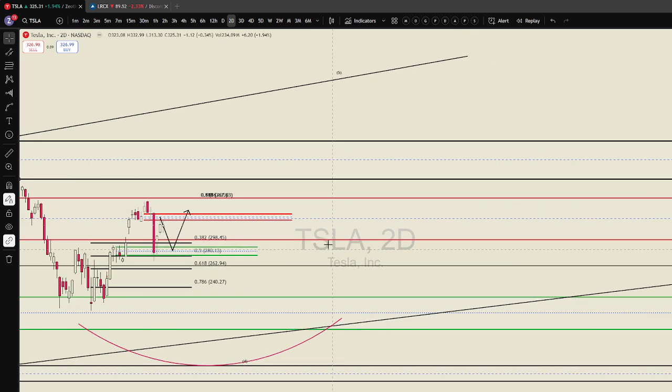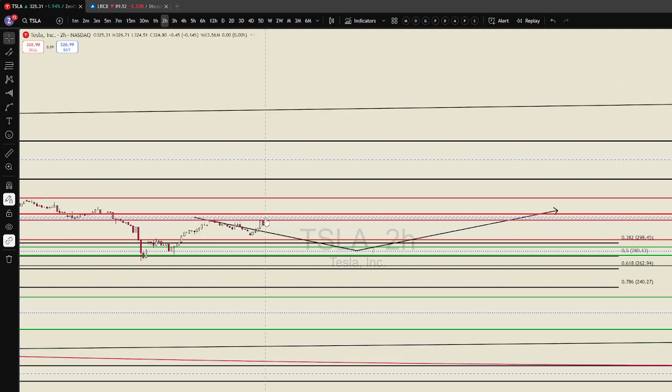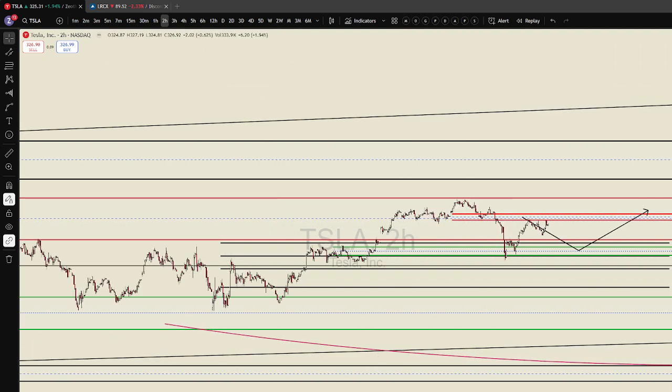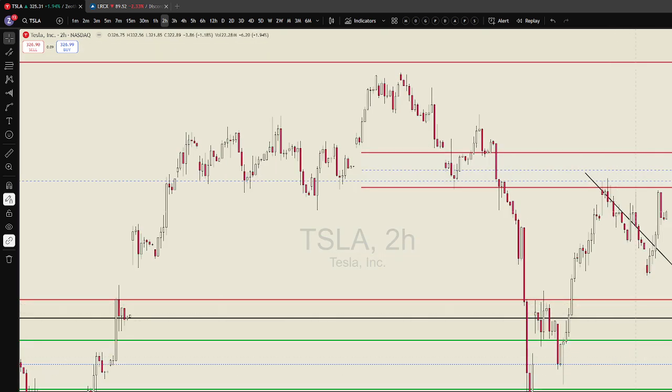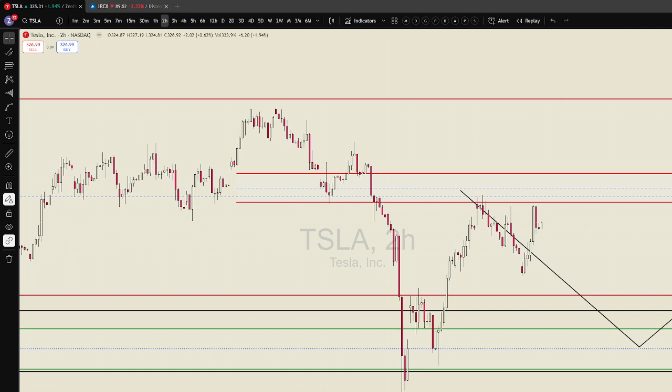So I'm expecting Tesla to come and test around 280, and on the smaller time frame structure, it will make a W structure, and the potential breakout structure. So if we ever see around 280, that would be the potential buy zone for the long term, or not for the long term, I would say for swing trading.